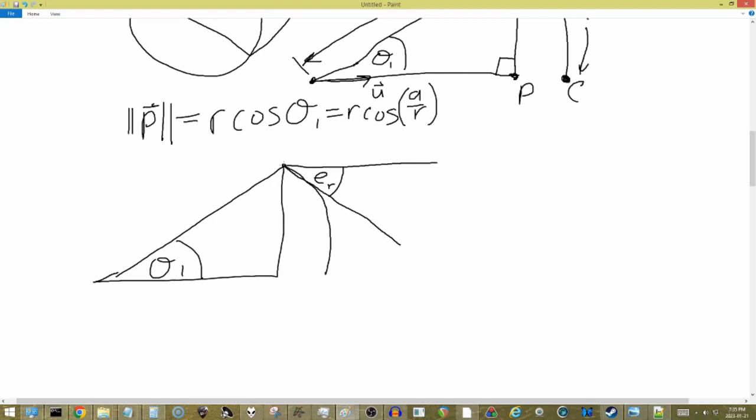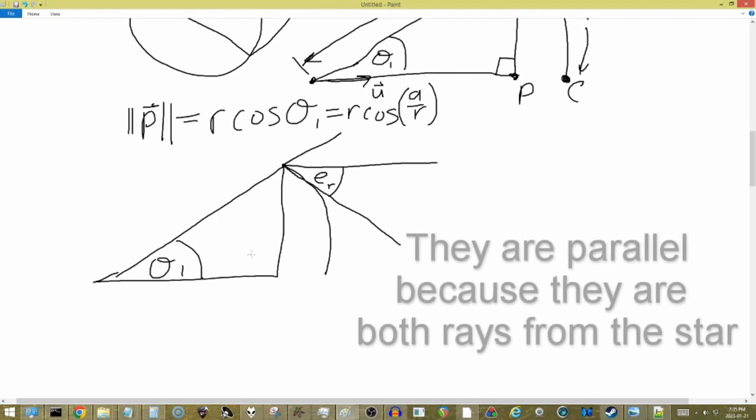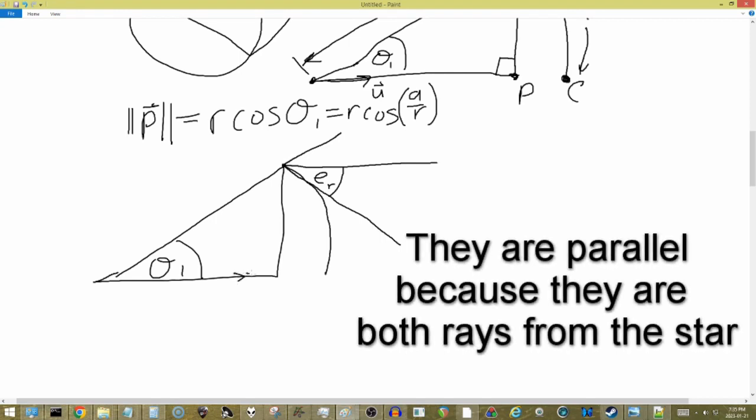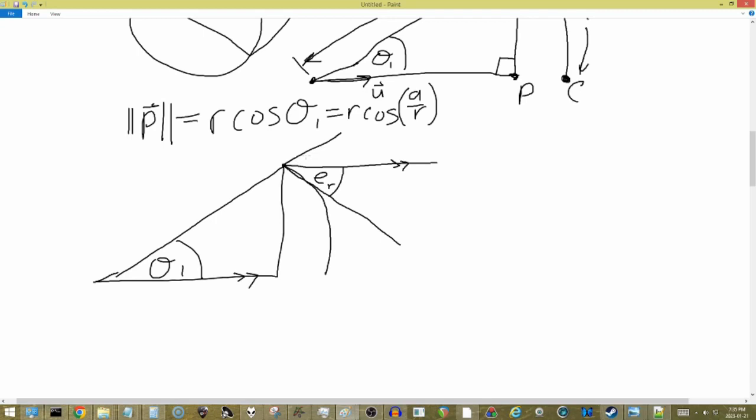And this is extended onwards. You think about it, right? This line and this line here are parallel, so this angle up here has to be equal to theta 1. And this is a 90-degree angle here, meaning that these are complementary angles. So the magnitude of P there is actually equal to r sine of the elevation angle in radians.